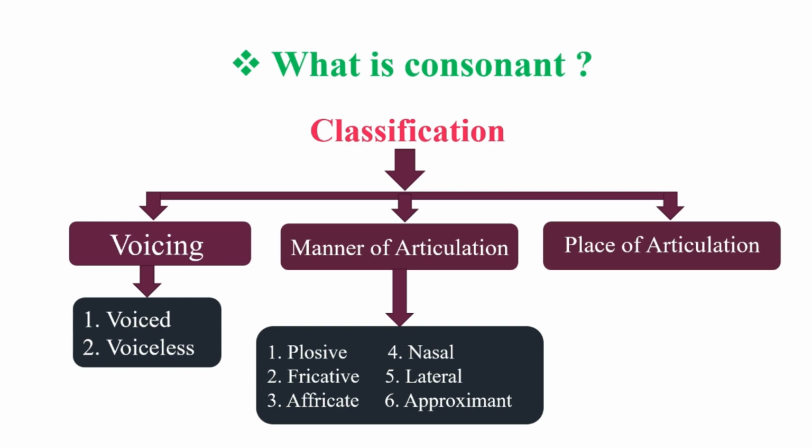Now I will go to my next point, manner of articulation. Manner of articulation refers to the behavior of two articulators. And considering this, consonants have six subcategories. The first one is plosive, second is fricative, third is affricate, fourth is nasal, fifth is lateral, and sixth is approximant. Dear audience, I will discuss these six types of consonants in detail.